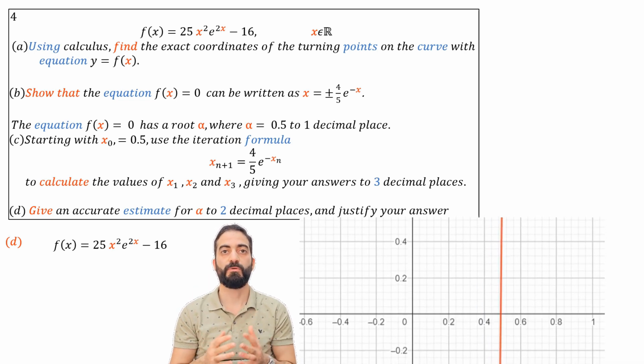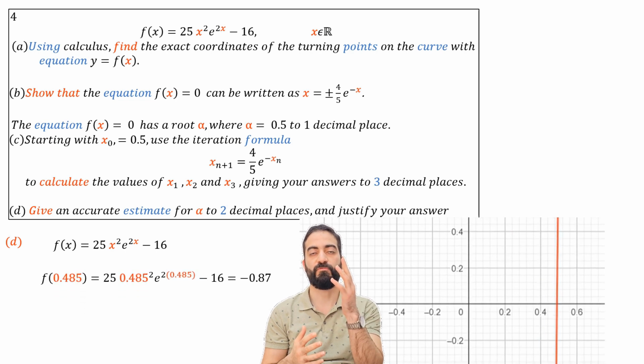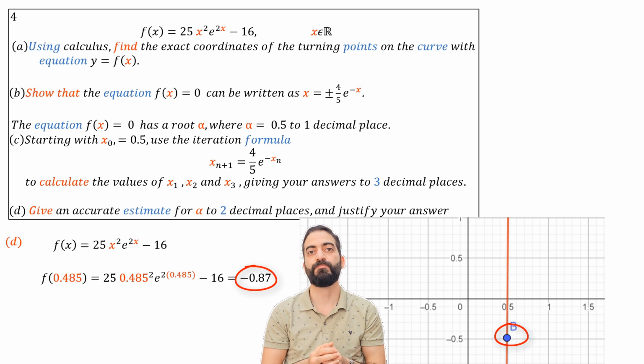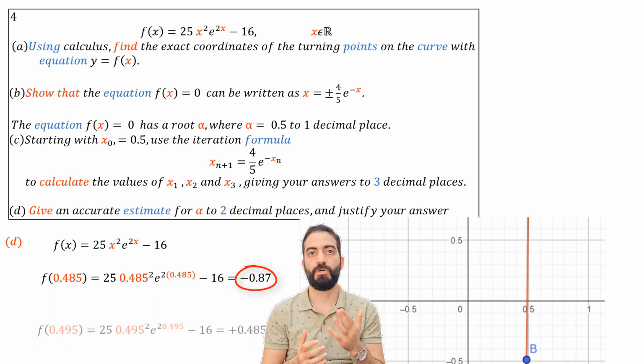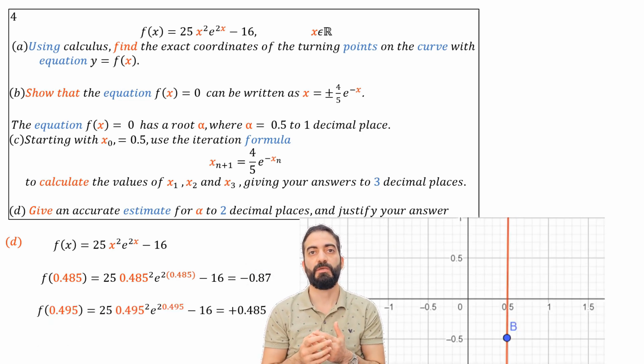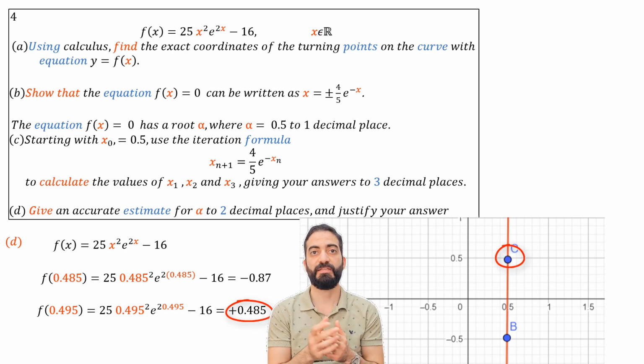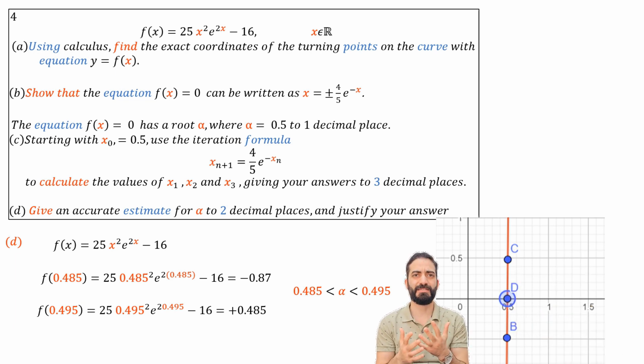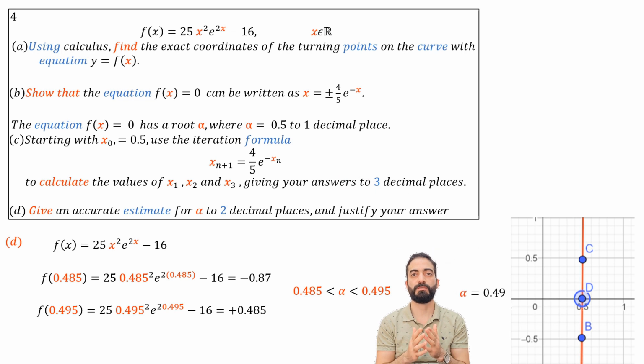If we do f of 0.485, we will get a negative answer. And if we do f of 0.495, we will get a positive answer. This is evidence that alpha exists between 0.485 and 0.495, meaning that alpha is approximately equal to 0.49.